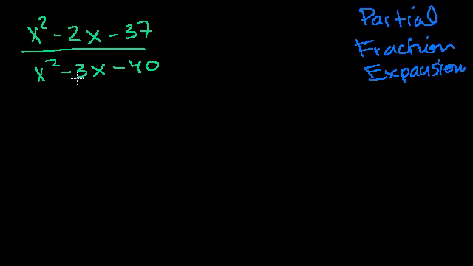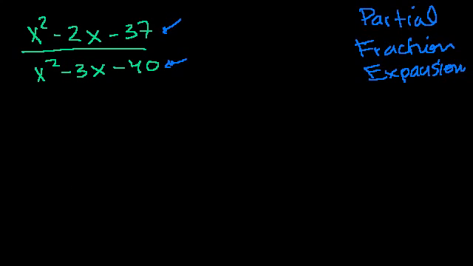The first thing you have to do before you can even start the actual partial fraction expansion process is to make sure that the numerator has a lower degree than the denominator. In the problem I've written here, that's not the case. The numerator has the same degree as the denominator. So the first step to simplify this is to do a little bit of algebraic division.